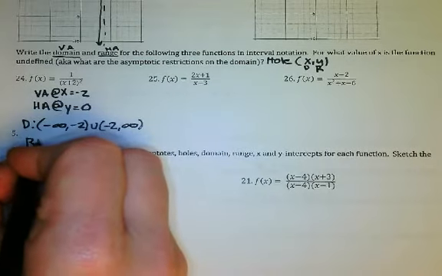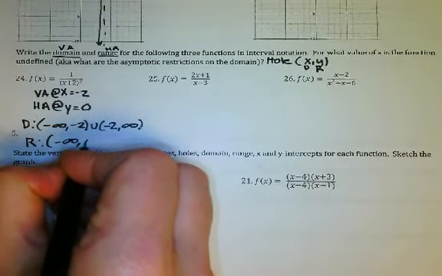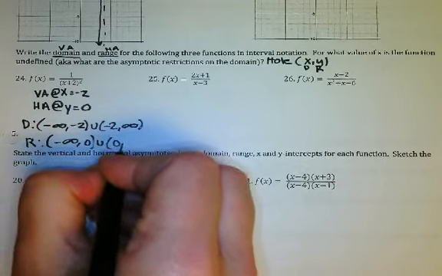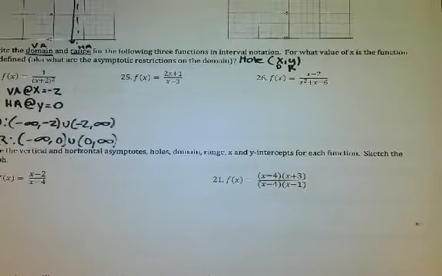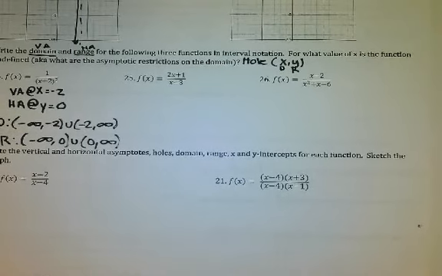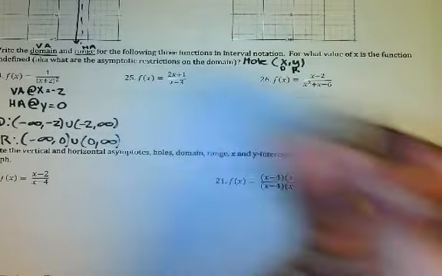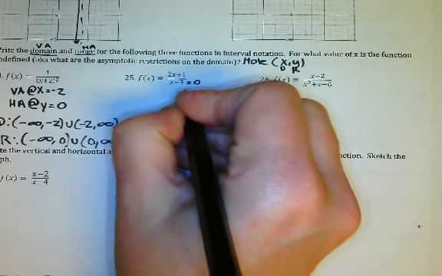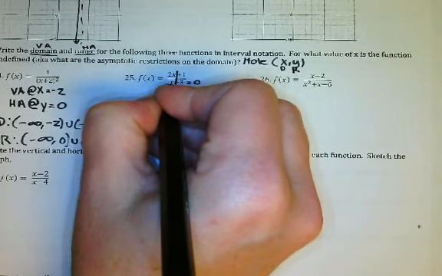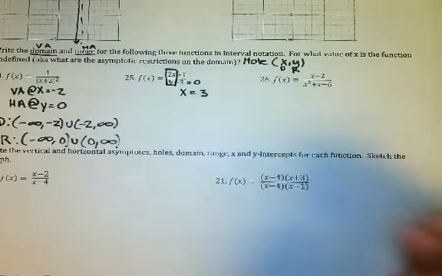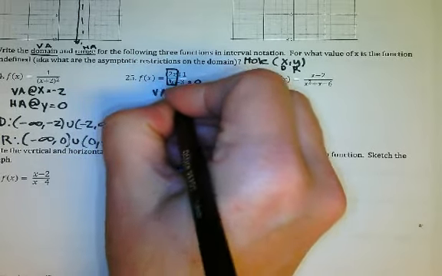And then my range here would be negative infinity to 0, and then 0 to infinity. All right, so let's see. On number 25, again, I'm going to find my VA. So if I make that equal 0, it's going to be 3. Now my HA, I notice that these x's are the same, so I just take that first number. So this is my vertical asymptote.